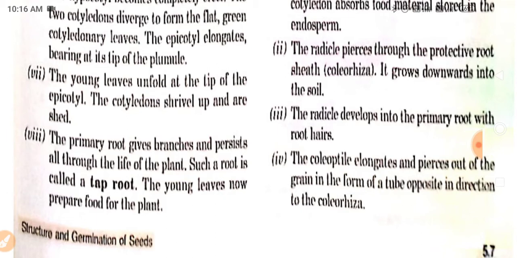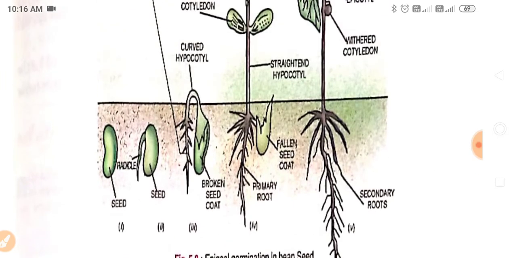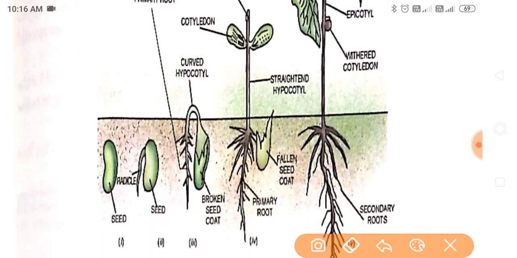The primary root gives branches and persists throughout the life of the plant. Such a root is called a taproot. The young leaves now prepare food for the plant. So you can see how critical a process the germination of a seed is. Okay, so the beginning of a new life is not an easy thing.